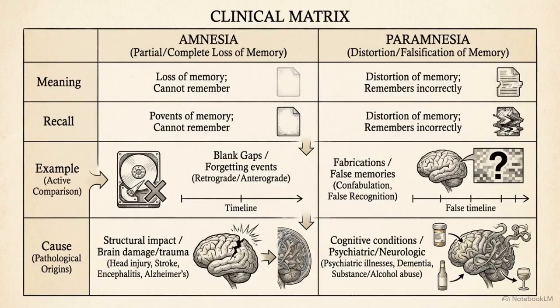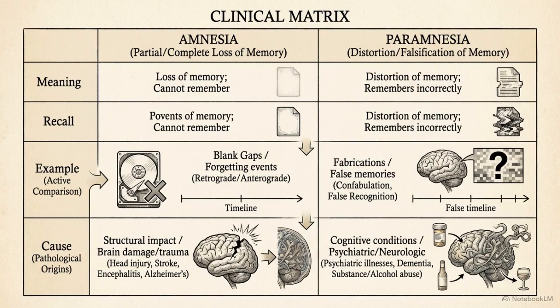Returning to our complete matrix synthesizes these two paradigms. The example row cements the behavioral contrast. Amnesia routinely manifests as a simple forgetting of events. Paramnesia manifests through the active generation of false memories. The cause row isolates their pathological roots. Amnesia is heavily tied to physical brain damage and trauma, while paramnesia typically stems from underlying psychiatric or specific neurologic conditions.